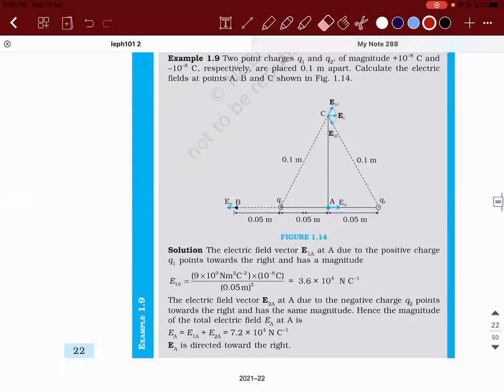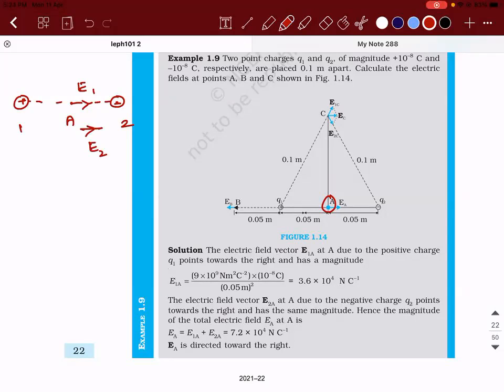Right. So if I take point A, due to the positive charge, what is the direction of electric field at point A? Away. It is along the line joining, but away. I'll call this as E1. And what about this? I'll call this as E.